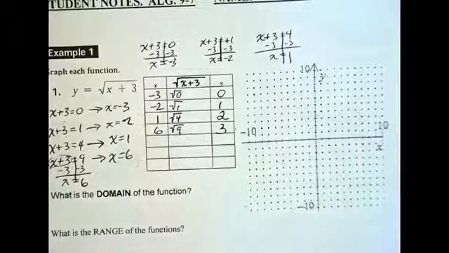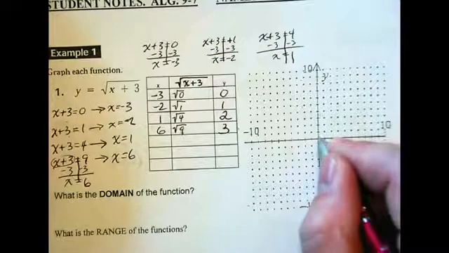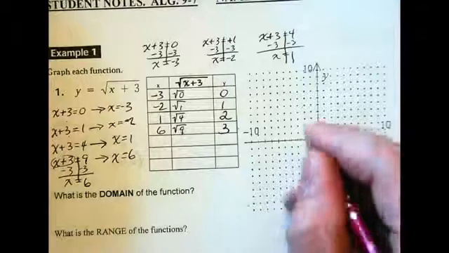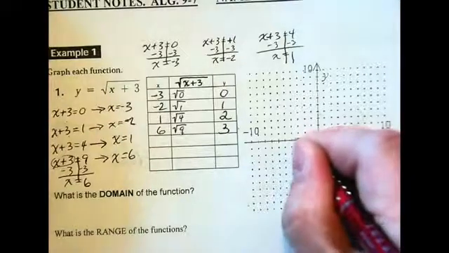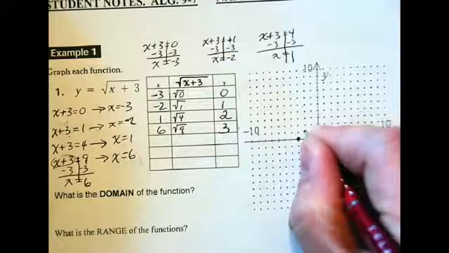Totally radical. All right. Let's graph those points. We get negative 3, 0. Negative 2, 1.